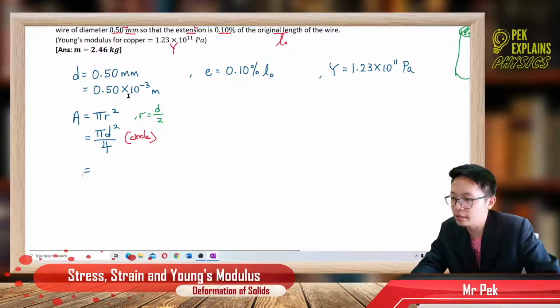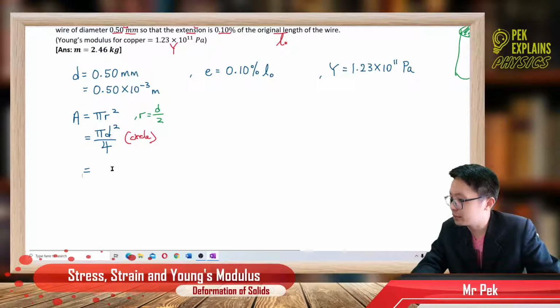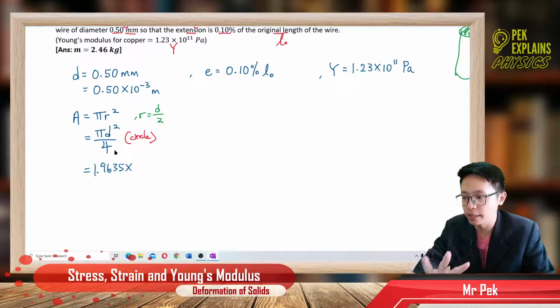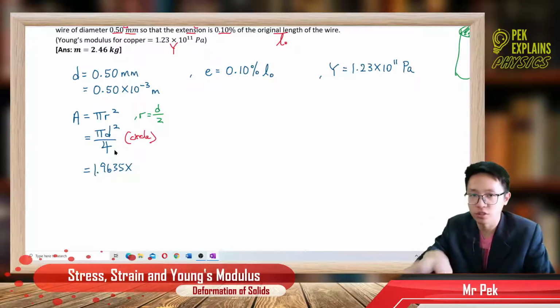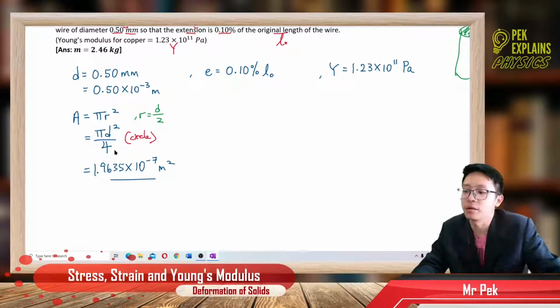So just substitute the diameter. Okay, make sure it's SI unit. Yeah, SI unit. You substitute into the diameter, and what do you get? What I get is 1.9635. Please maintain at least 4 decimal places before arriving at the final answer. When you reach the final answer, only then you change to 2 decimal places. Okay. In the midway, you maintain 4 decimal places for accuracy. So 10 to the power -7 meter squared. So that's the cross section area.